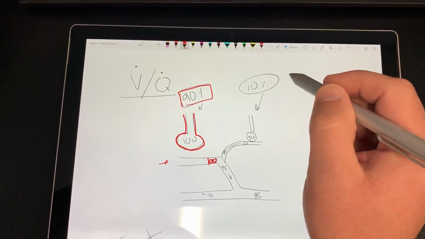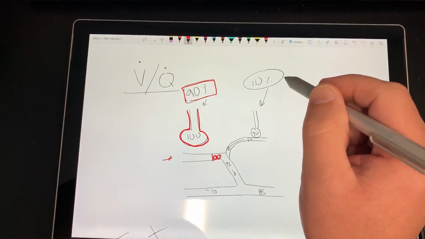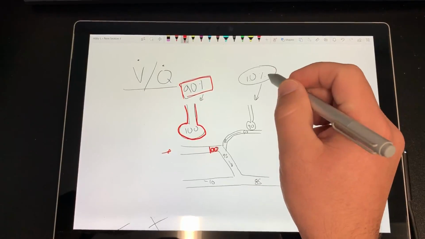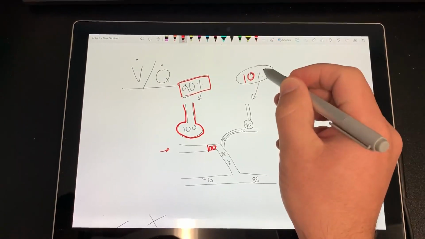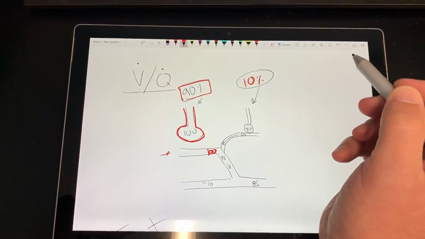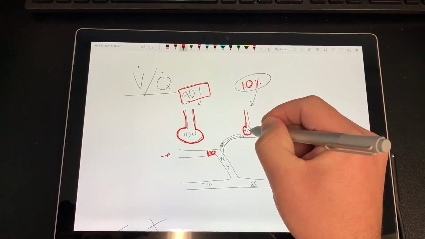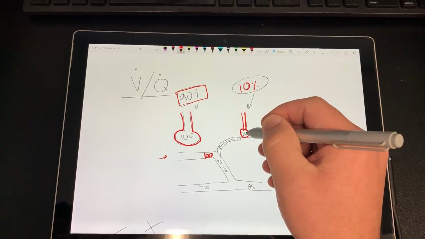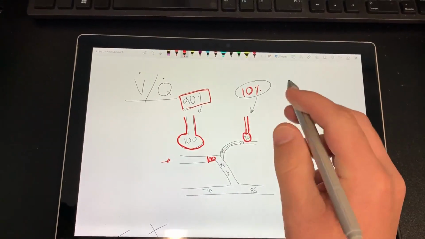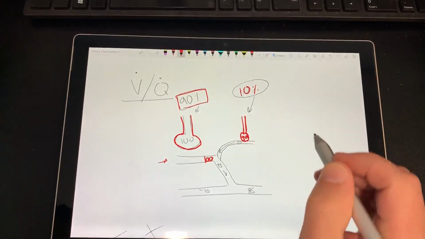But what happens with a low VQ ratio area is that we'll say maybe 10% of the lung has a low VQ ratio. That means that 10% of the alveoli aren't being ventilated very well. So instead of a normal 100, maybe this only has 90 in there.